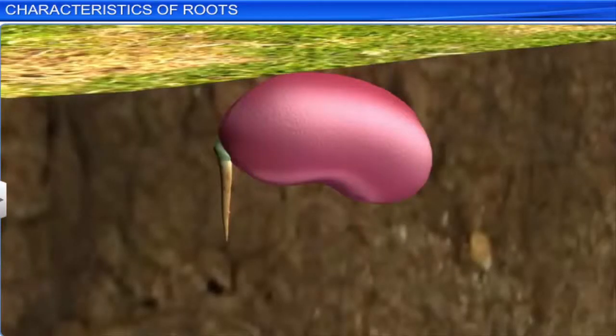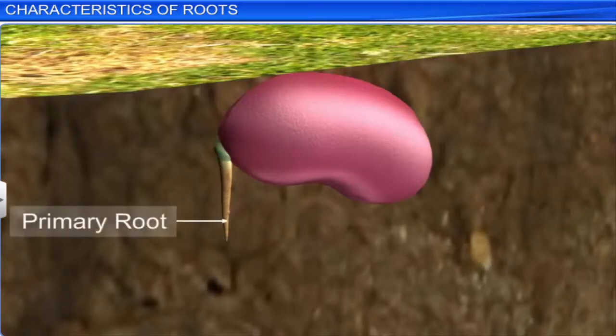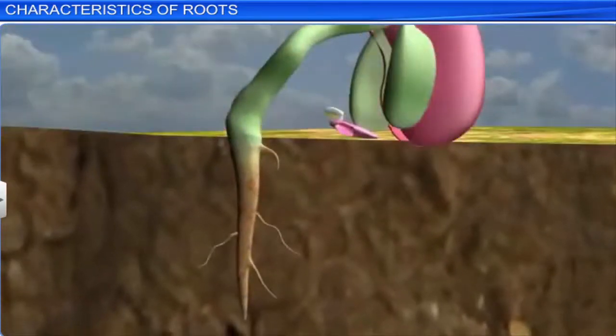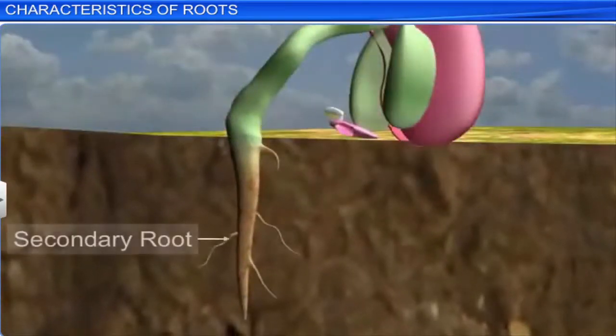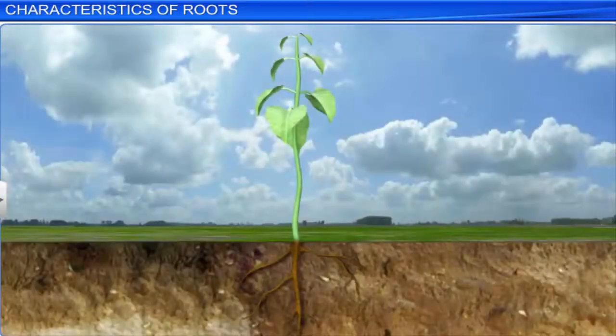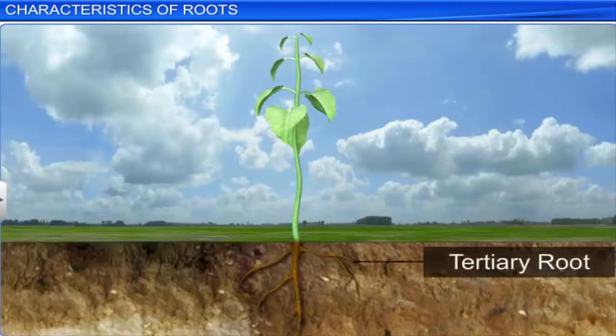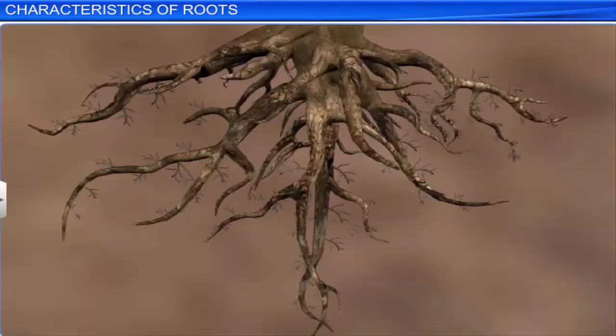Roots develop from the radial part of the seed. The first thick root is called the primary root. Branches produced from this limb are called secondary roots, and the branches formed on this are called tertiary roots. Tertiary roots further give rise to small roots called rootlets.